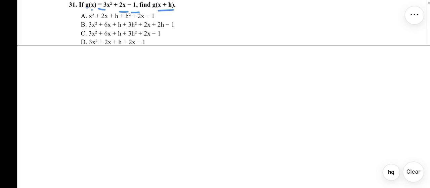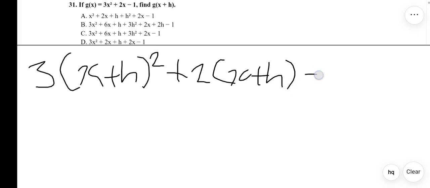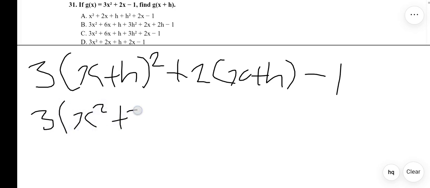So here we have 3s squared. Instead of writing s squared, we write s plus h squared, then plus 2x. Instead of writing x now, we still write s plus h, then minus 1. So this s plus h squared on its own, if you expand it, it's going to give you s squared plus 2hs plus h squared.